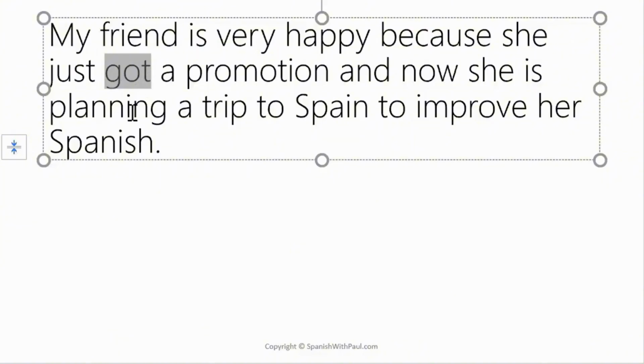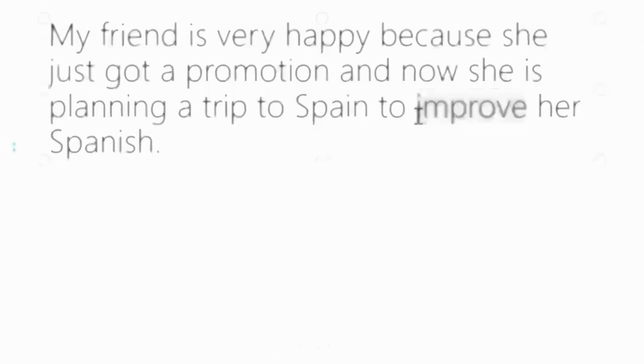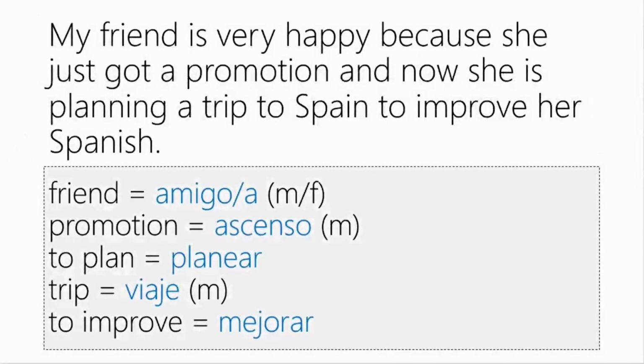So how are we going to do this in Spanish? How are we going to get around this got a promotion? And then we need the verb to plan and the verb to improve. So here's the vocabulary for you. For friend, we can have amigo or amiga, depending if it's a male friend or a female friend. Then promotion is ascenso. This is actually coming from the Spanish verb to ascend, to climb, to go up. So our promotion would be un ascenso.